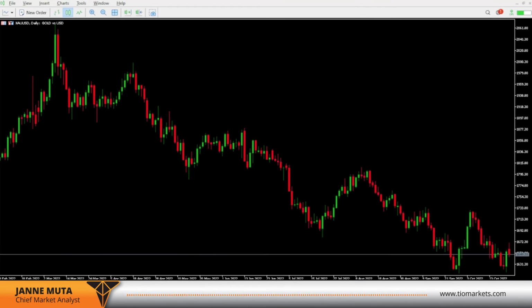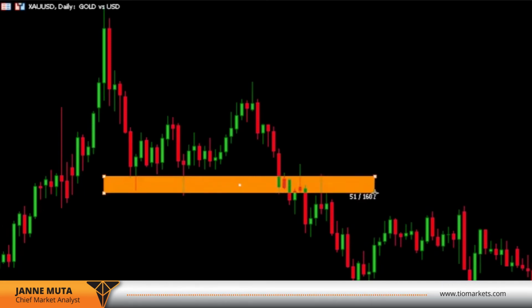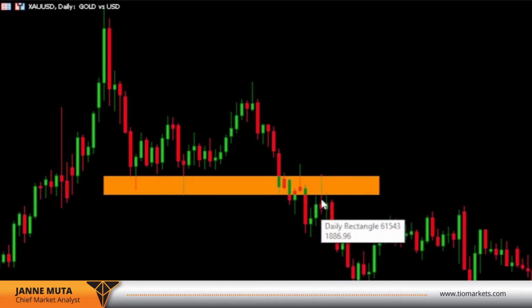Okay, let's take a look at the daily chart in gold. Here we have a market structure level, or rather it's an area. It's not really a level. It's more of an area. And the price found support here, but later on, once this area was penetrated, the same area acted as a resistance. So here we had one opportunity to actually have a short trade in gold.